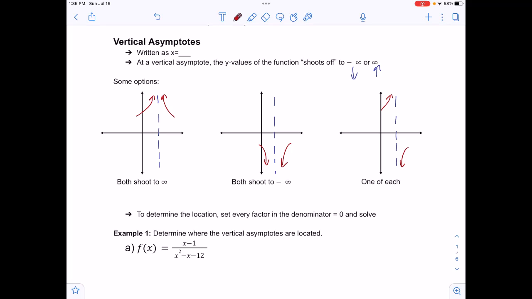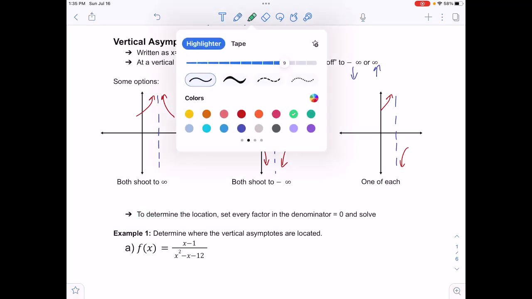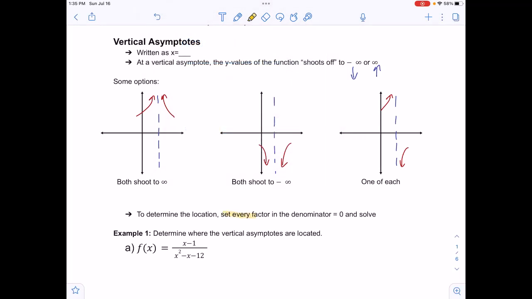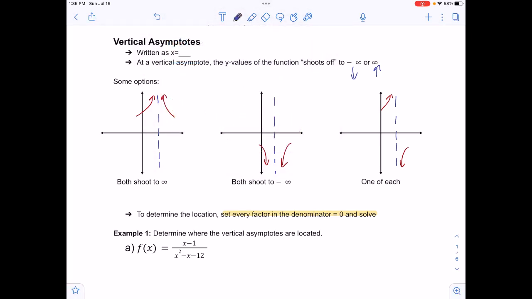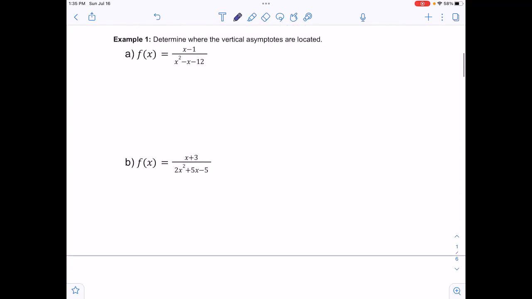To determine the location of our vertical asymptotes, we need to set every factor in the denominator equal to 0 and then solve. That's what we're looking for here. Okay, and so first we need to make sure our denominator is indeed factored so that we can do that. Let's look at a couple of examples here.